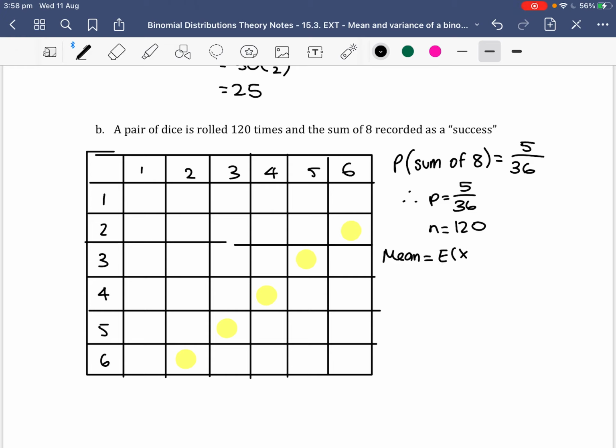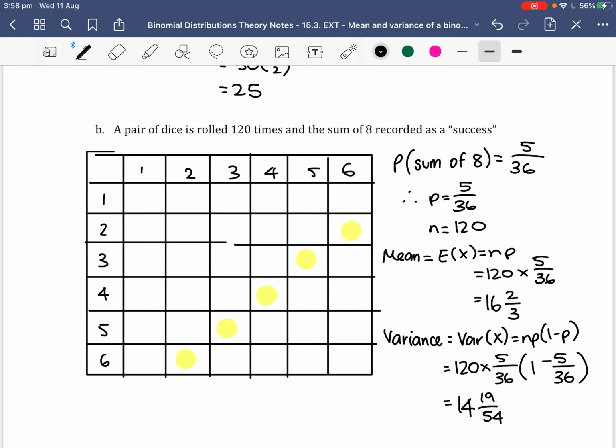So our mean, which equals E(X), is equal to np, which equals 120 times 5 over 36. When we put this into a calculator, we get 16 2/3. Our variance, which equals Var(X), equals np(1 minus p), which equals 120 times 5 over 36, times (1 minus 5 over 36), which is 14 and 19/54.